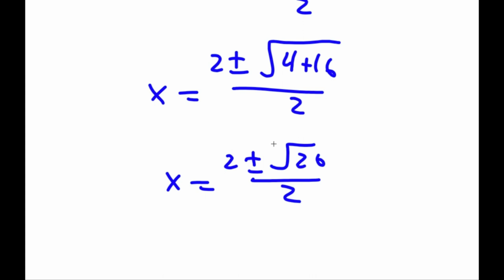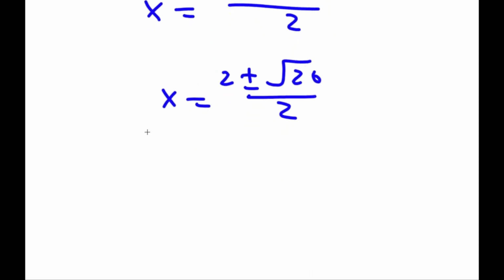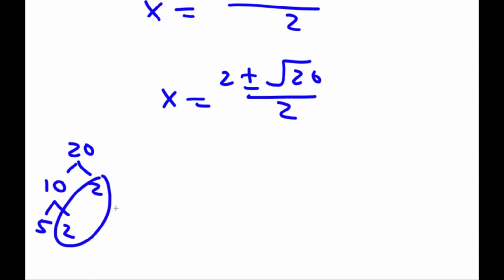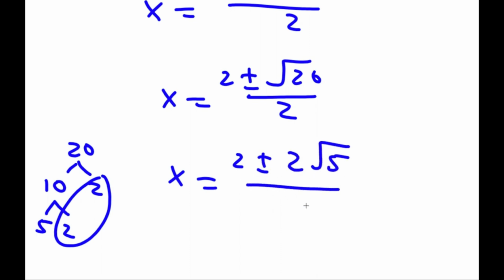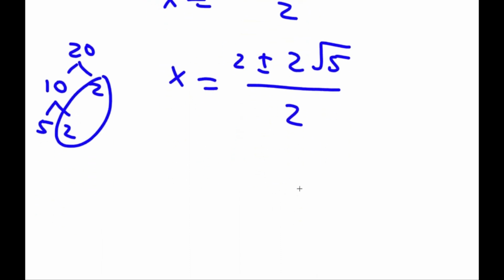Now, 20, we can actually simplify this radical. So 20 is the same thing as 10 times 2, and 10 is the same thing as 5 times 2. So as you can see, 2 here is going to be our outside number, and 5, because this is all that's left, is going to be what's in our inside. So we have 2 plus or minus 2 root 5 over 2.